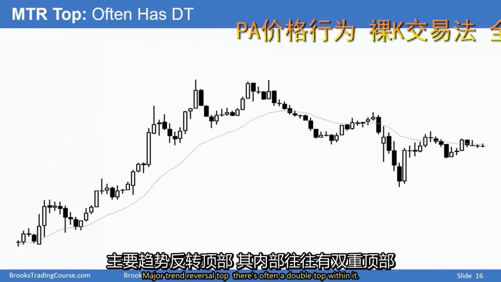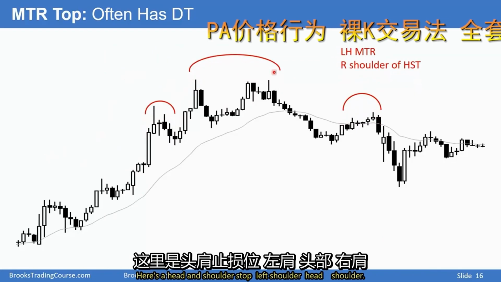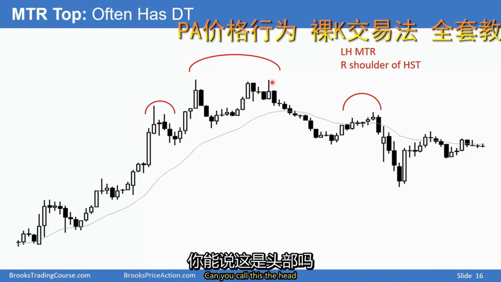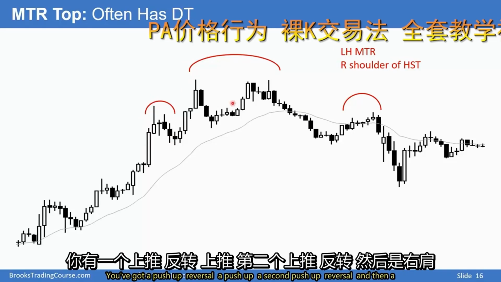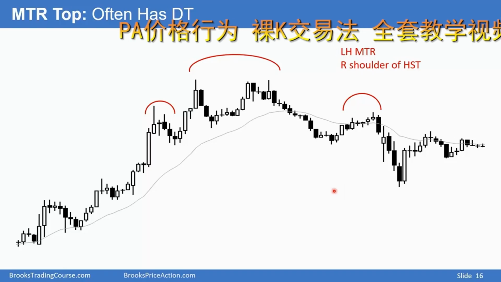Major trend reversal top, there's often a double top within it. Here's a head and shoulders top: left shoulder, head, right shoulder. Can you call this the head? It doesn't matter. You got a push up, reversal. A push up, a second push up, reversal. And then a right shoulder.